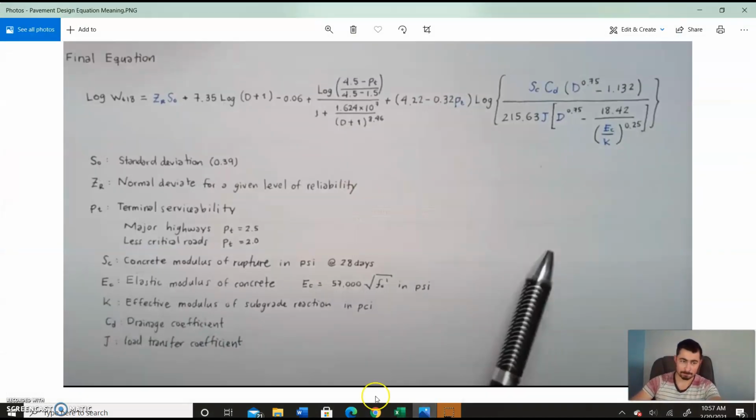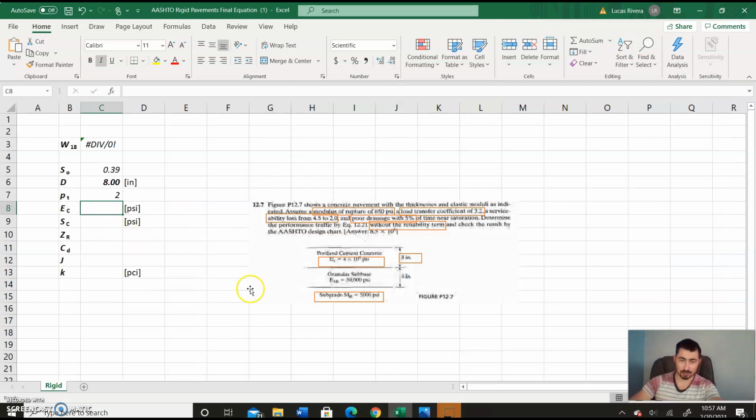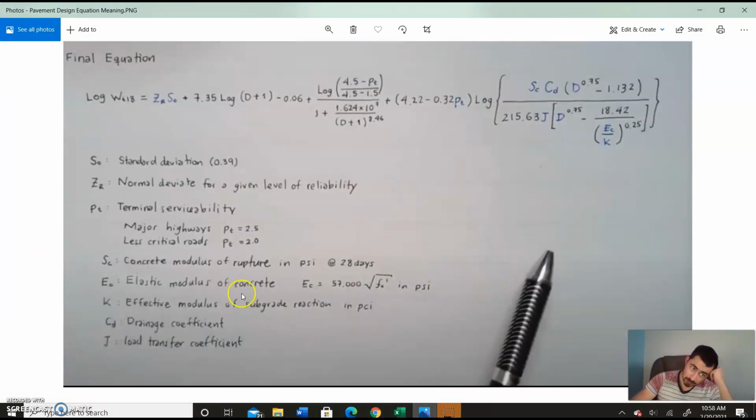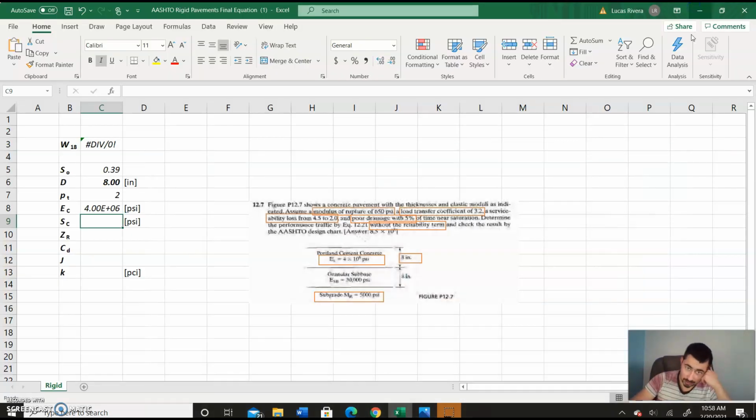EC, elastic modulus of the concrete, and that's given in PSI. Where is it? Oh, right here. 4 times 10 to the 6th, 4 e to the 6 PSI. S sub C, concrete modulus of rupture in PSI at 28 days. Let's see if it's there. Modulus of rupture, 650 PSI.